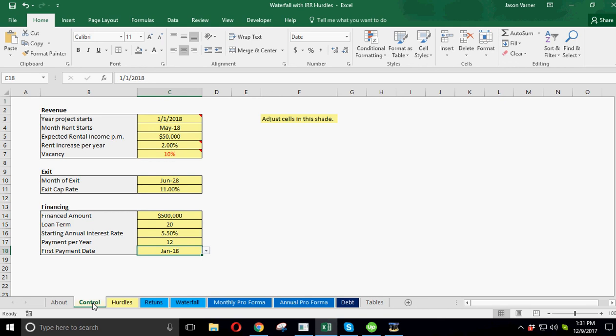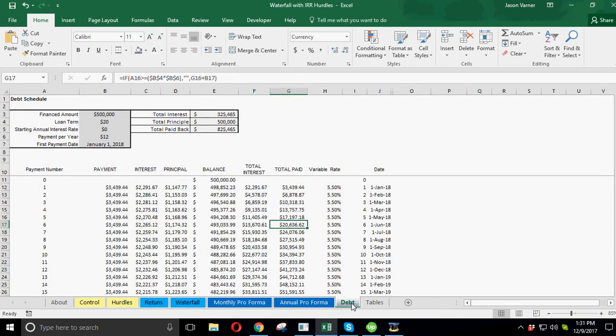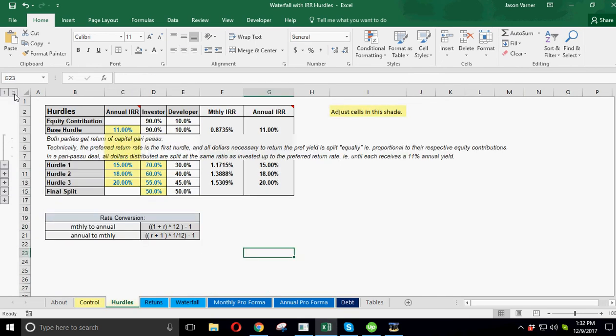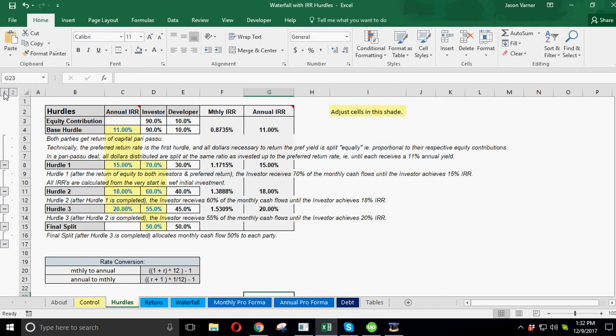So that's the easier thinking. The easier part of this is just, what are your cash flows going to be? So I've built some assumptions here to do a fairly granular monthly pro forma. Here's a debt schedule that flows from that control. Whatever you enter there goes into here, and then this is what flows to the model. Now here's the hard part, the hurdles.